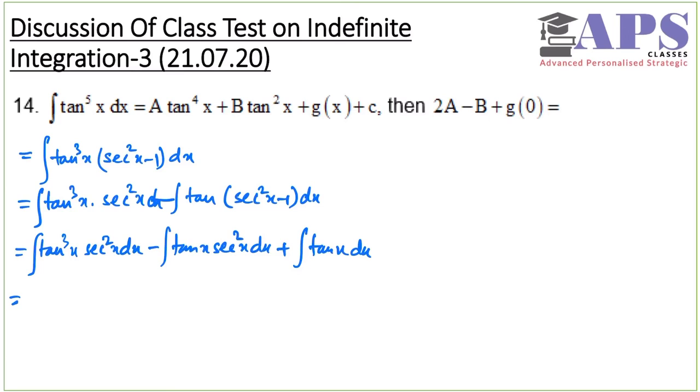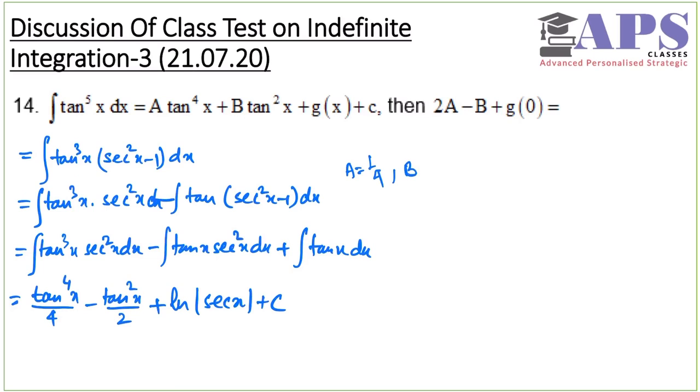So first integration value will be tan to the power 4x by 4, then this one will be tan square x by 2, and then this one will be integration of tan x, which is log of mod sec x plus constant. So now if I compare it with the given expression, then our a will become 1 by 4, b is minus half, and g of x is log of mod sec x.